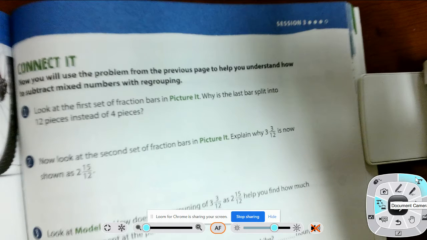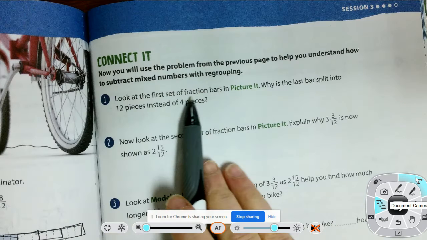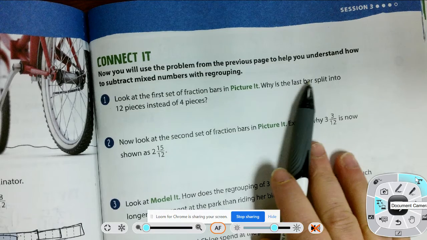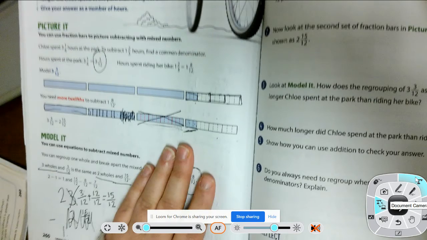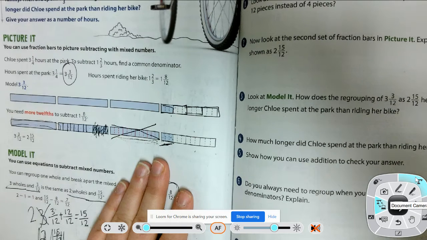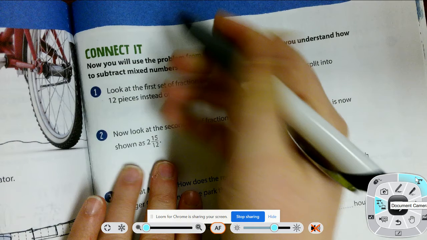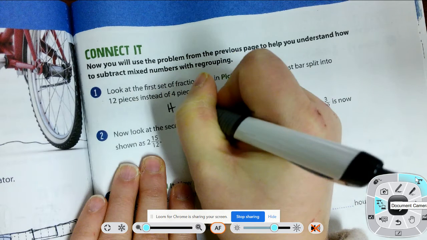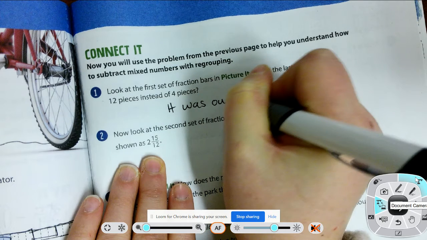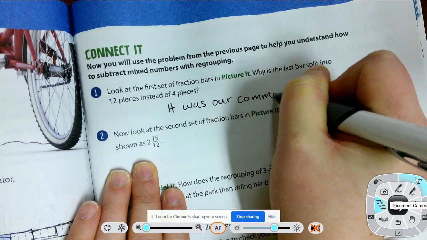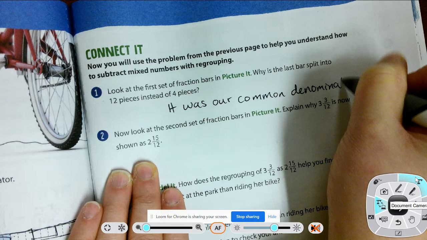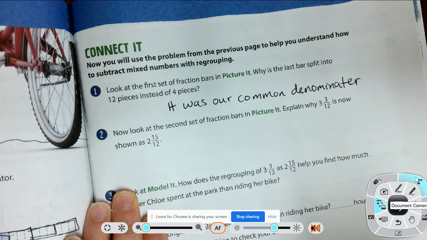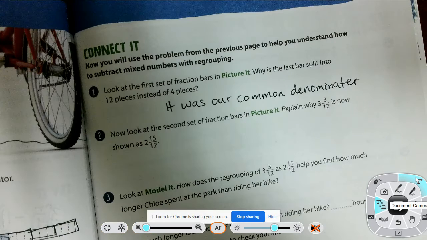So when we're connecting it, it says, look at the first set of fraction bars and picture it. Why is the last bar split into 12 pieces instead of 4 pieces? So we know that it's split into 12 pieces because 12 is our common denominator. Okay.